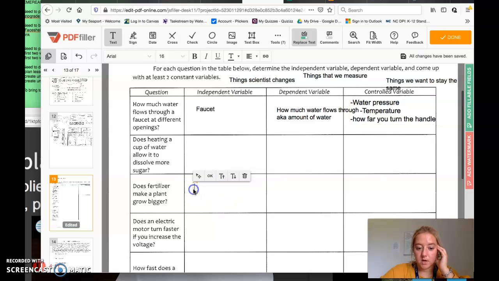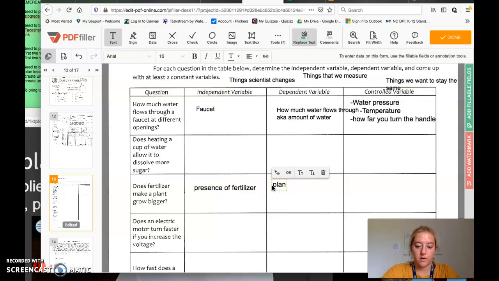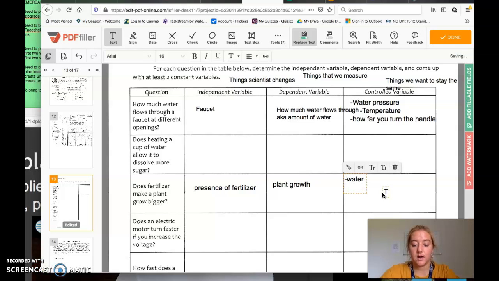One of the easiest examples to start with is, does fertilizer make a plant grow bigger? So if I'm setting up an experiment to see if my plant grows more if I use fertilizer or not, what is the thing that the scientist is changing? The scientist is changing the presence of fertilizer. The thing that we're measuring is plant growth. And then the things that we want to control are other things that might make the plant grow that is not the fertilizer. So think water. We want to make sure we're watering everything the same. If we give one more water than the other, it might grow more. But its growth was not the fertilizer, right? It could have been the water if we're not watering them the same.